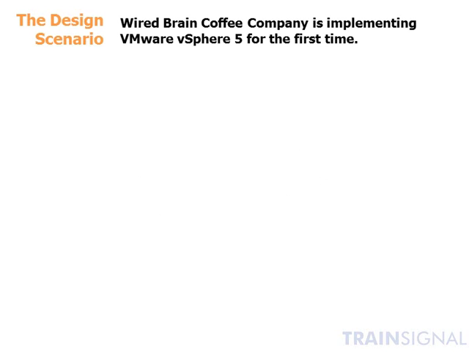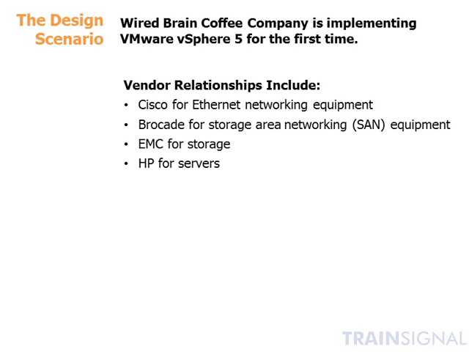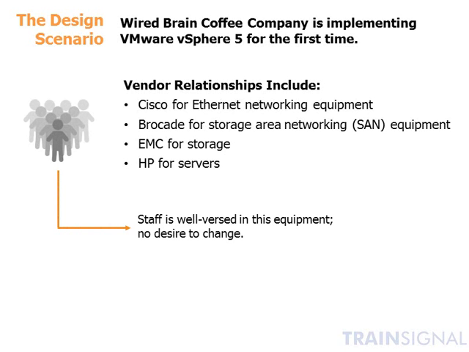In our scenario, we have a company, the Wired Brain Coffee Company, who is turning up a new data center and has plans to implement VMware vSphere 5 for the first time in this new data center. Now, Wired Brain has existing vendor relationships with partners like Cisco for their Ethernet networking equipment, Brocade for their storage area networking equipment, EMC for their storage platforms, and HP for their servers and compute nodes. Their staff are well versed in this equipment.